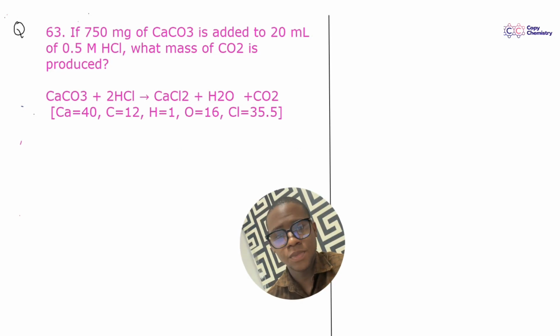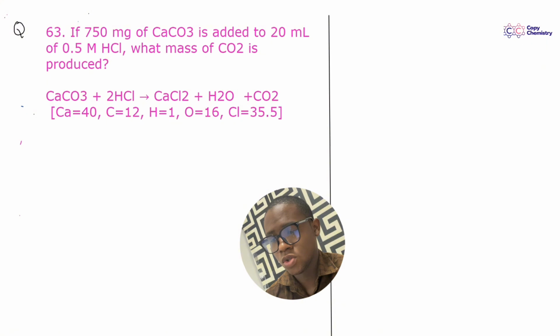Yes, this is question number 63 on stoichiometry, and it goes like this. If 750 milligrams of CaCO3 is added to 20 ml of 0.5 molar HCl, what mass of CO2 is produced? Now let me show you how to solve this question.